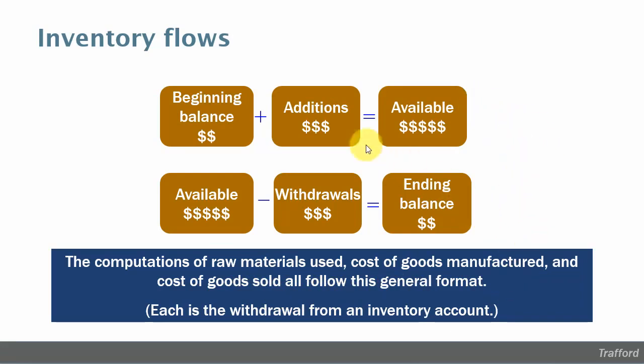Basically, you take your beginning balance in the inventory account, you increase it for any additions during the accounting period, and that gives you total dollars available. If from your total dollars available, you subtract what moved out of that account, it gives you the ending balance in the inventory account.